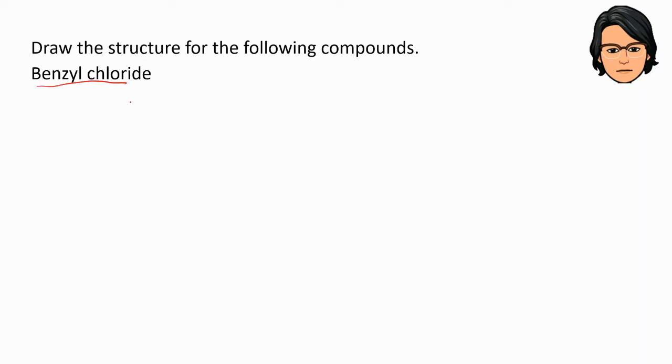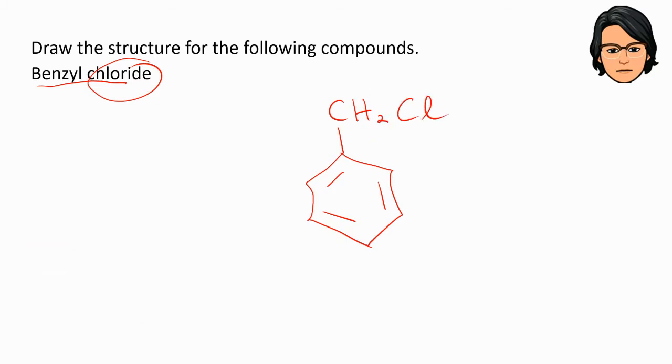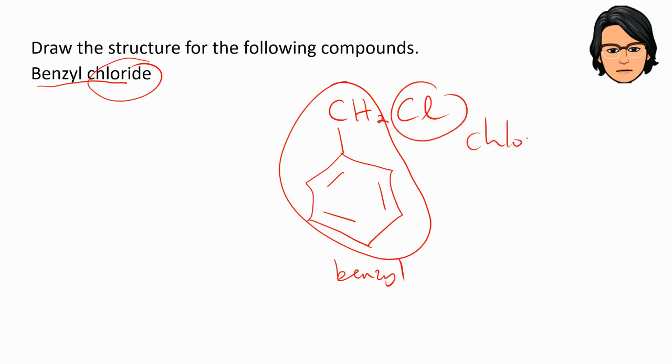Benzyl chloride. From here we know that it must have one benzene ring. This one you must memorize. Benzyl means it must have a methyl group. But this time we have chlorine, so what we do is substitute one of the hydrogens with chlorine. So this is called benzyl chloride. Okay, so that's all for drawing the structure of benzene.